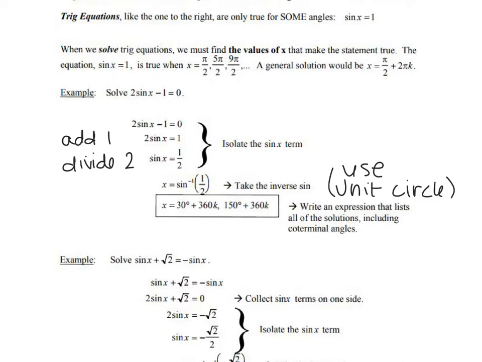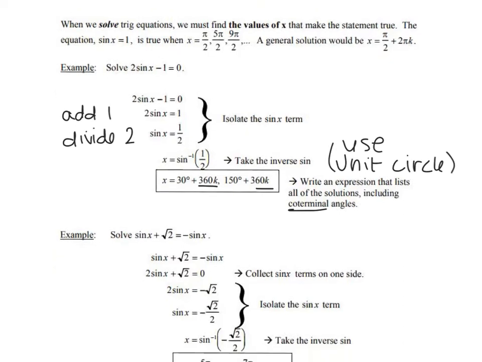So sine is 1/2 at 30 degrees and 150 degrees. So we write an expression that lists all of the solutions for our coterminal angles. So that's where the plus 360k comes from. It includes all coterminal angles with 30 degrees and 150 degrees.